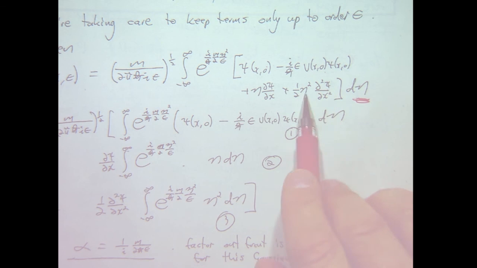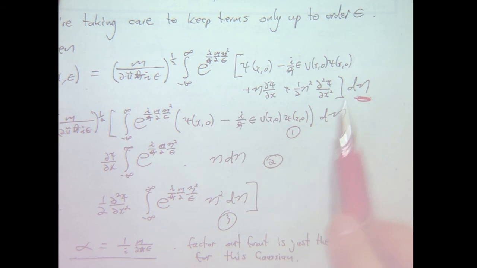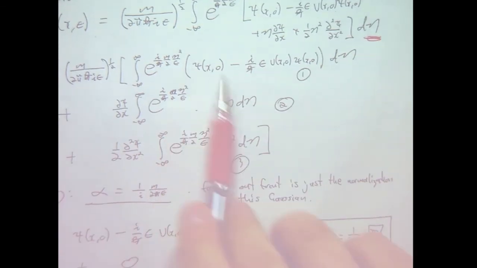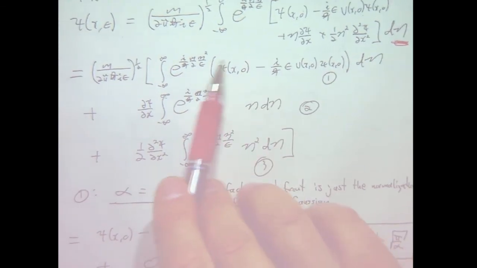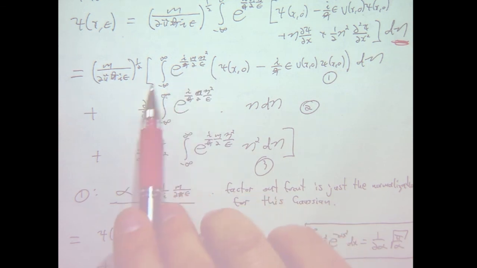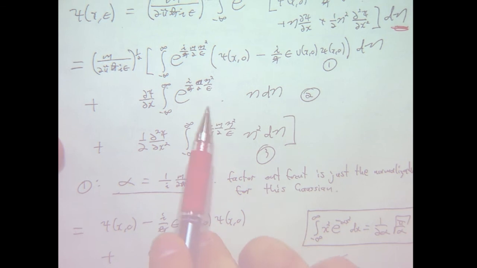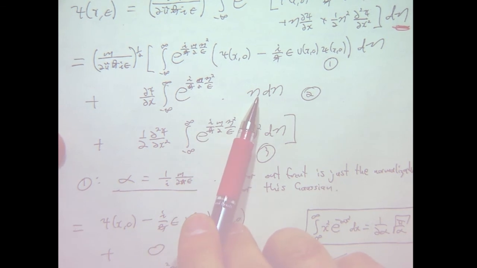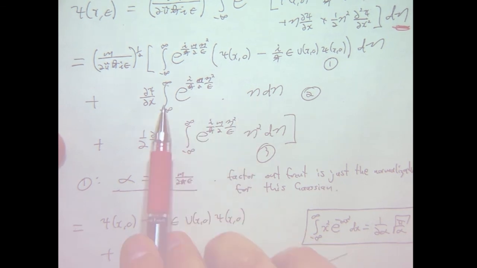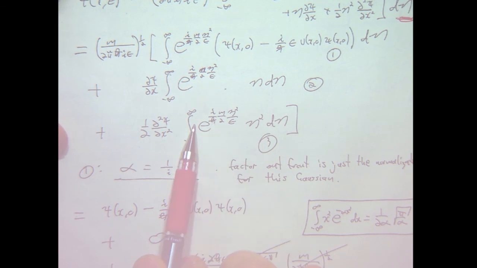And this is eta squared times an even function. So we have three integrals. We have that constant times that integrated over all space, or all possible etas. And we have this linear term times that integrated over all space. And we have the quadratic times that integrated over all space.